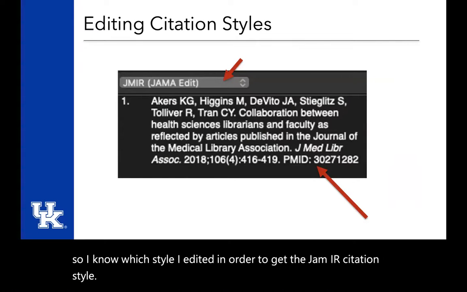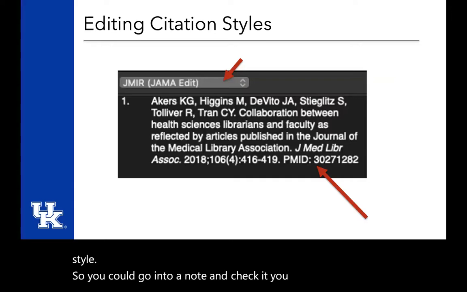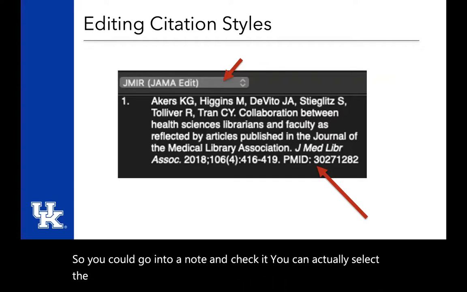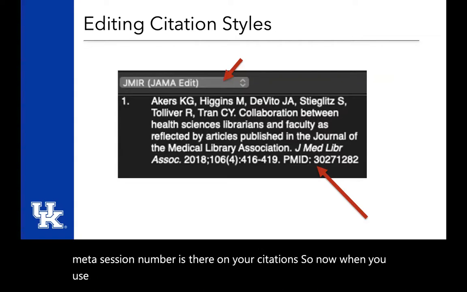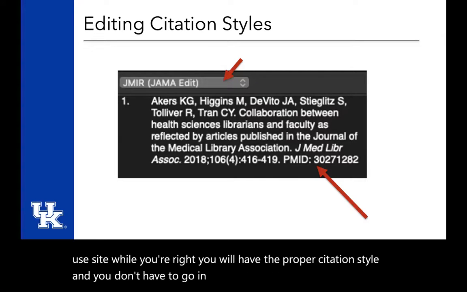So now you can go into EndNote and check it. You can actually select the JMIR one that we just created, and you can see that the PubMed accession number is there on your citation. So now when you use Cite While You Write, you will have the proper citation style and you don't have to go in and edit it by hand.